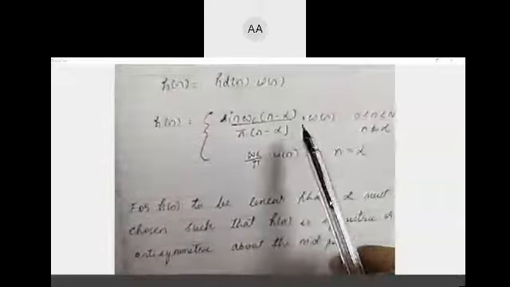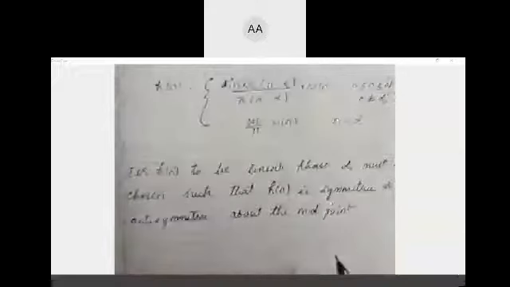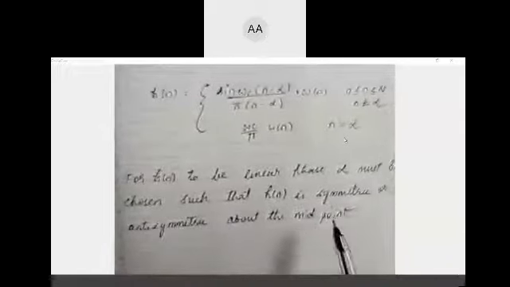This we had seen. So the two conditions also you are satisfying. One, you're satisfying the condition that it is having a finite duration. Next, the second condition also you are satisfying: it is symmetric or it is anti-symmetric.